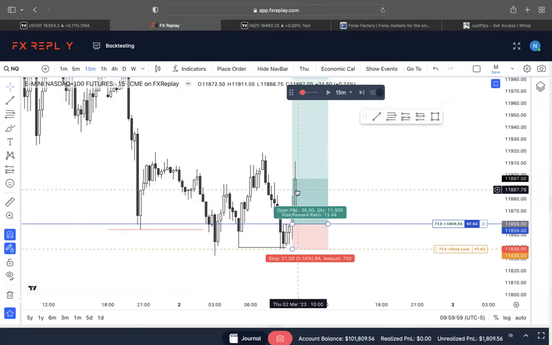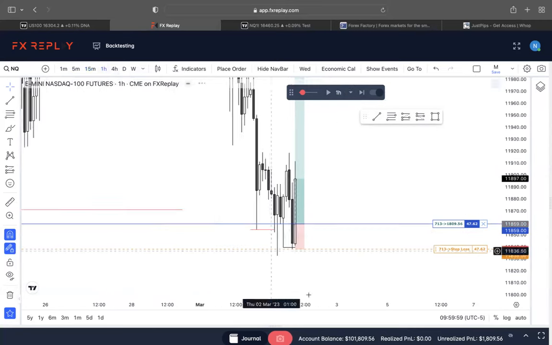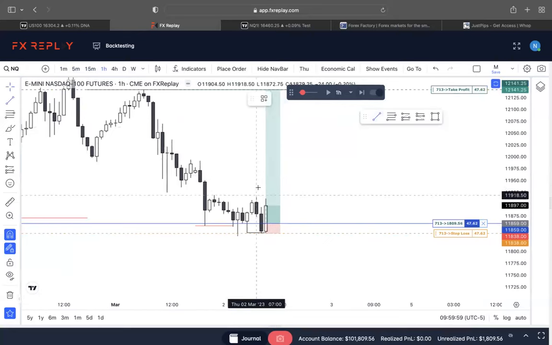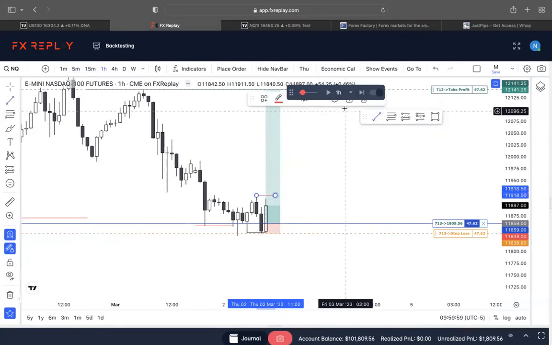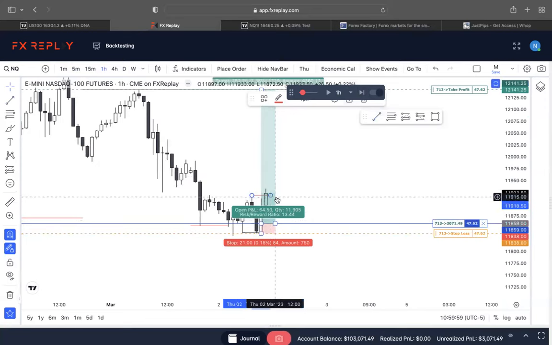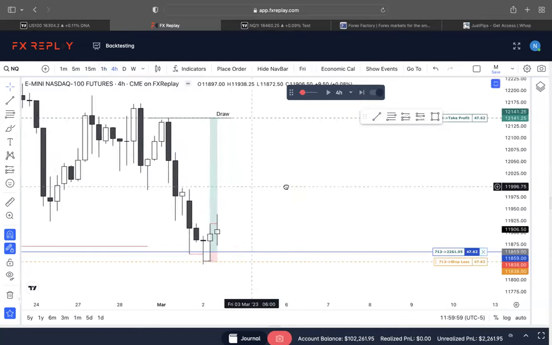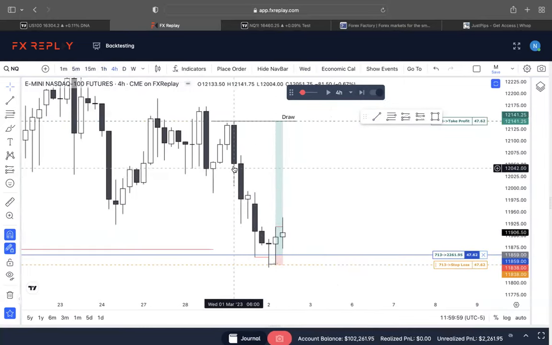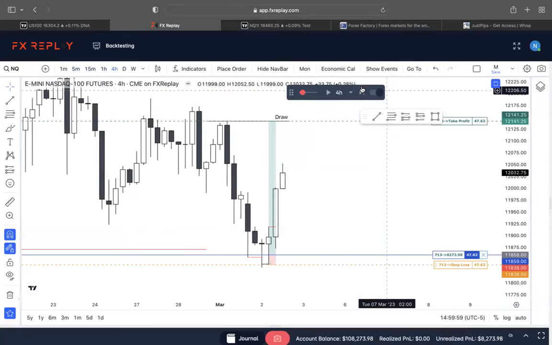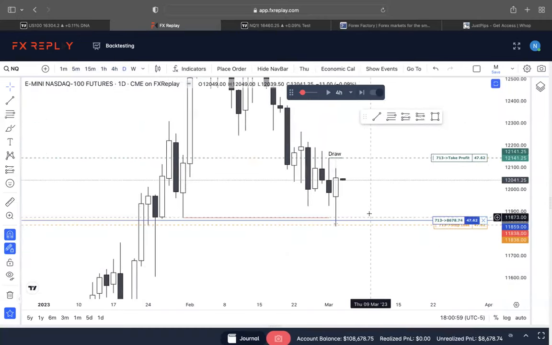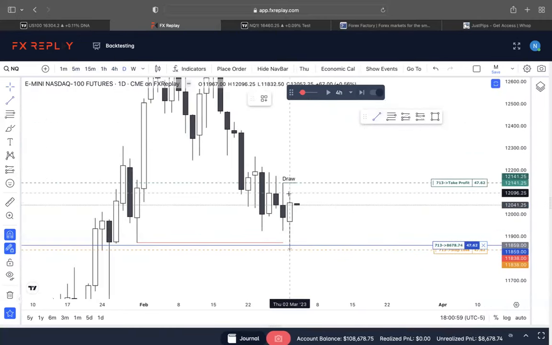Okay, so we've created this 15-minute version, so now we can go into the H1 version and maybe wait for this to break. Okay, so we closed above, so that's good. Now we can go into the H4, see if we respect these gaps here. Okay, so we're going above. What's the daily candle looking like? Okay, so we've got that daily raid. So on the next day, my target can be here. But for this position, my target is still there.